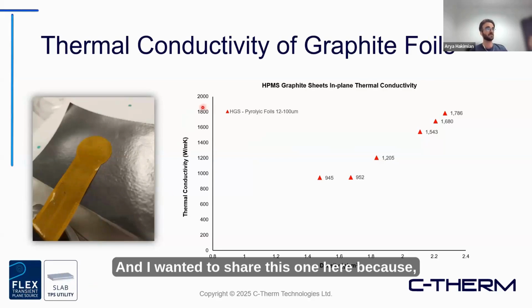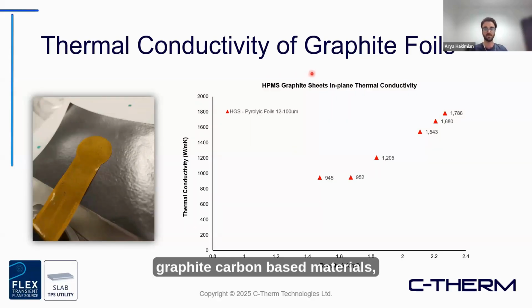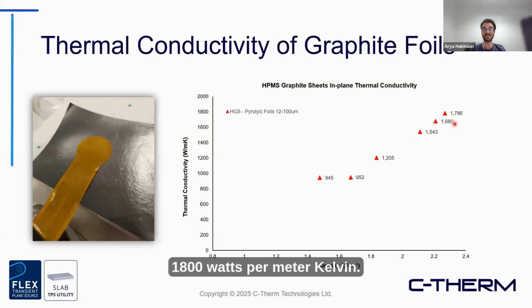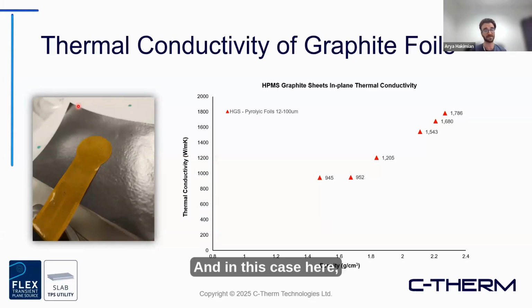And I wanted to share this one here because you hear a lot about exceptionally high K materials, graphite, carbon-based materials, but often those are achievable when it is, again, in a thinner format. And some test data we have here on pyrolytic graphite foils ranging from 12 to 100 microns, we can see actual measured results just shy of 1800 watts per meter Kelvin. So a sample like a pyrolytic graphite foil really does require a specialized testing setup, and in this case, that's the TPS slab feature.